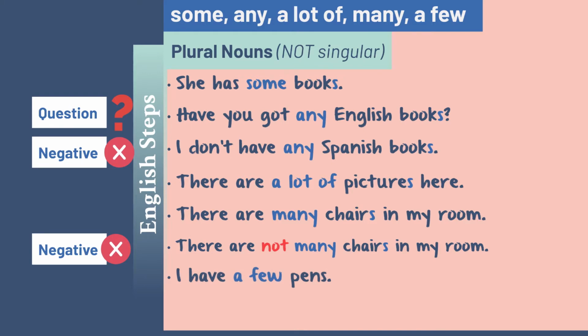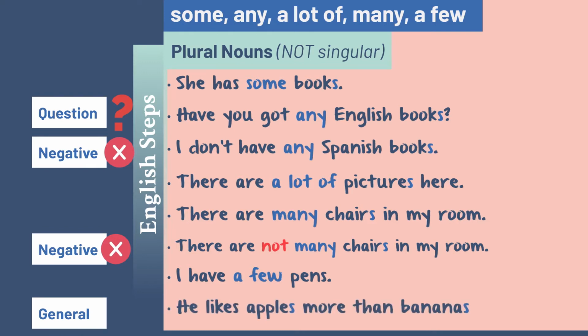To talk about a small number of things, you can use the word a few. For example, I have a few pens. The last point, when we talk about general statements, we don't need to use any quantifiers. I say, for example, he likes apples more than bananas.